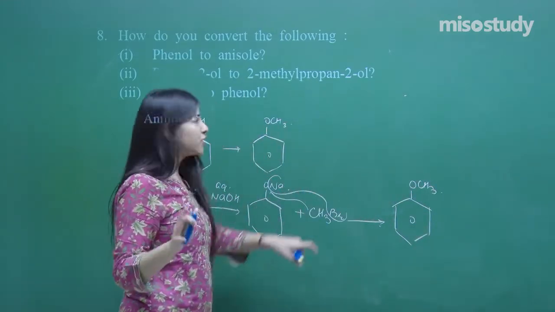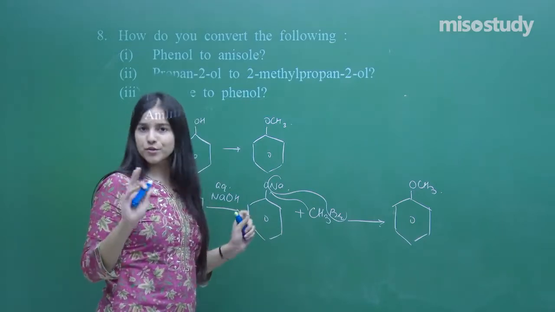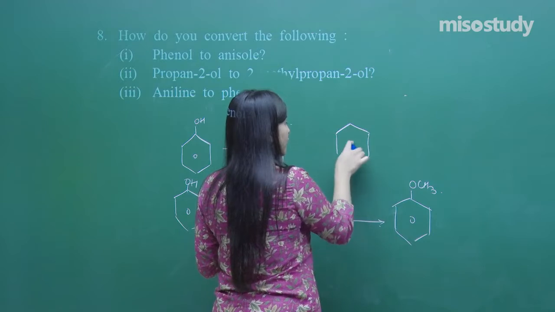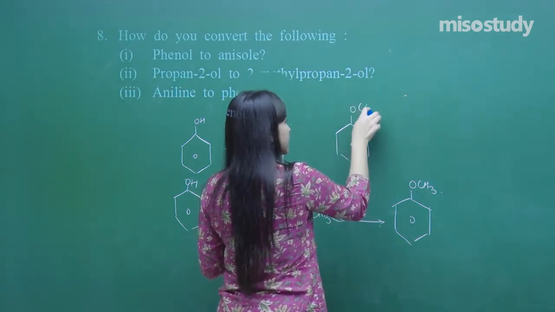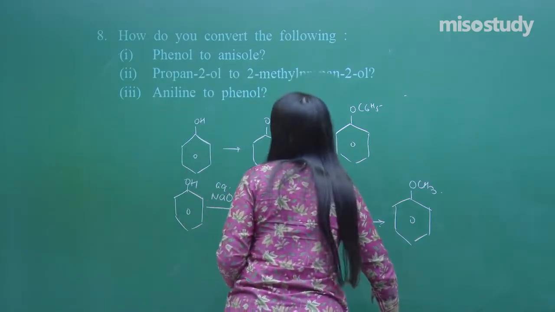It's just that you need to know what anisole is. If you don't know that, then you are not able to make it. So what is phenetole? Phenetole is C6H5 attached here, with C2H5. Yes, let's move further.